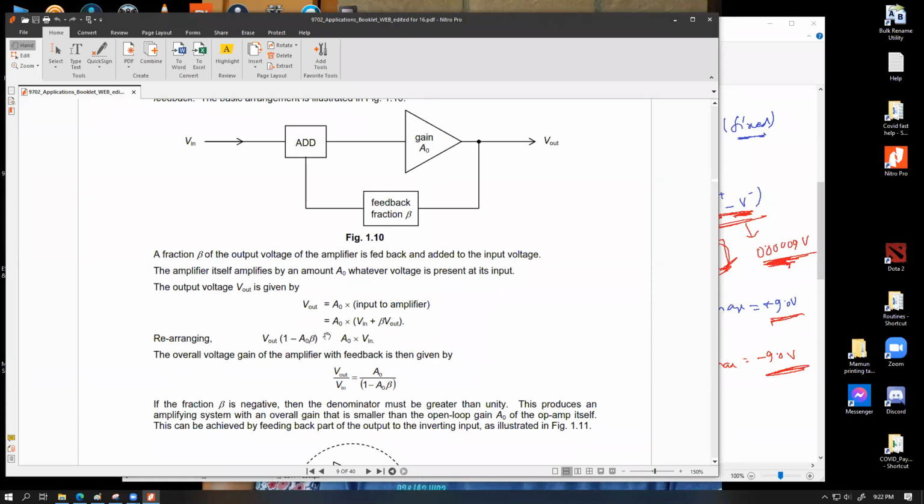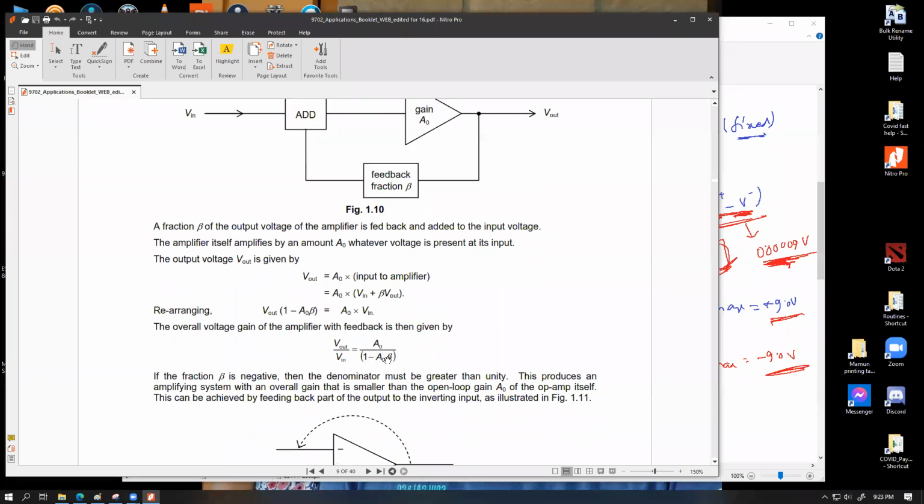And then if we just do the side changes and change the subject to V out divided by V in, we get this fraction: in the presence of a feedback fraction, we get A naught divided by 1 minus A naught times beta. Now, it is important for us to understand that this denominator is of some value, and the original gain of the op-amp is going to be affected by this.